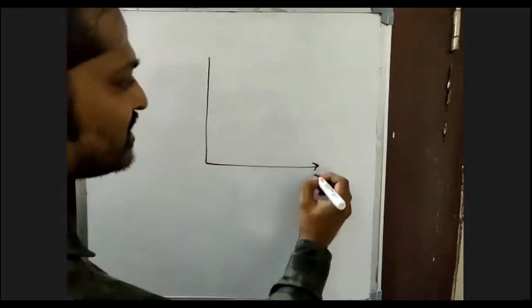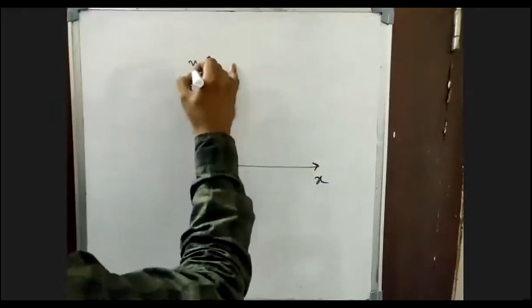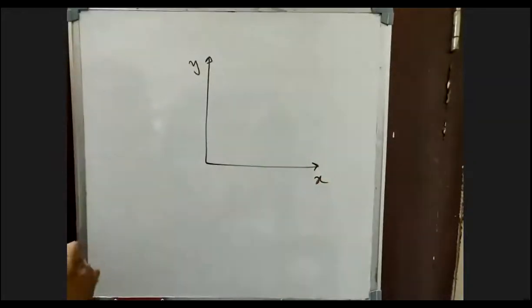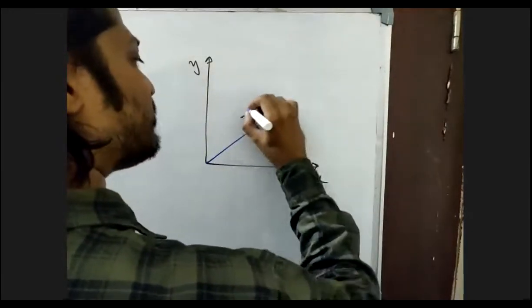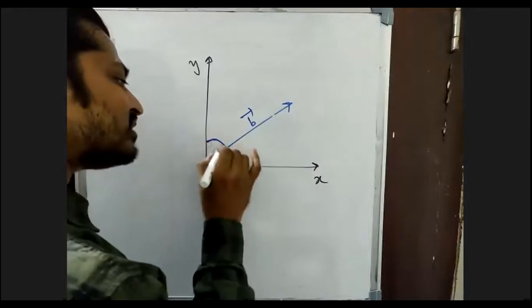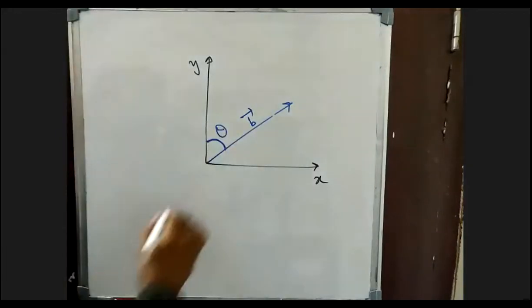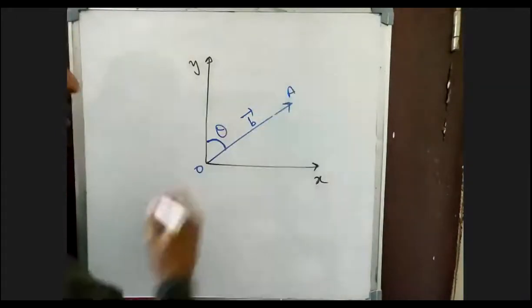Now you need to tell me, now this one. Say for example, this is your x-axis and this one is your y-axis. There is a vector right now, say for example your B bar. Now this is making an angle theta with your vertical. This is O and this one is A.